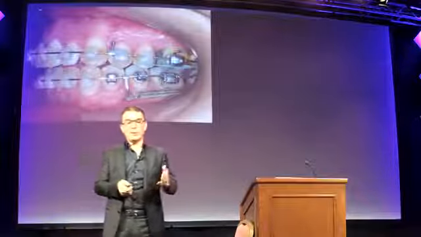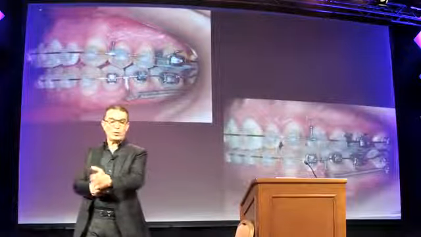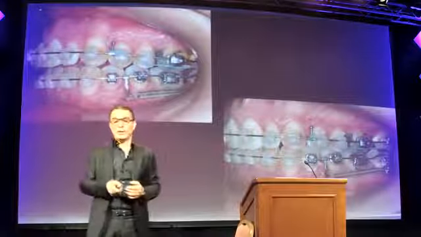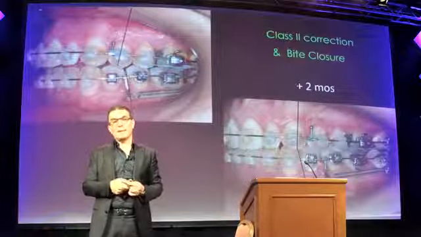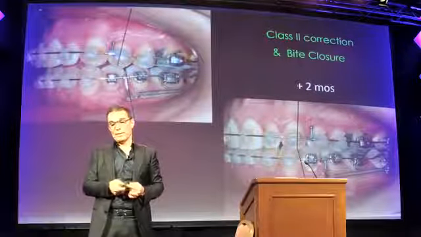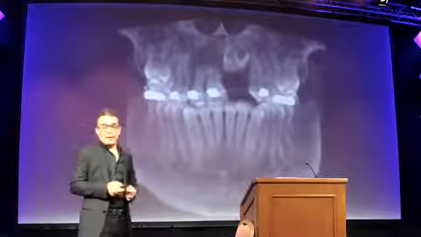For example, a very severe proclination. And here we are finishing, after having distalized the lower arch, we distalize the upper arch against the mini screws placed behind the second molars. Look at the correction of the class 2.